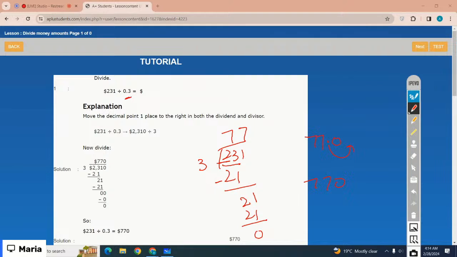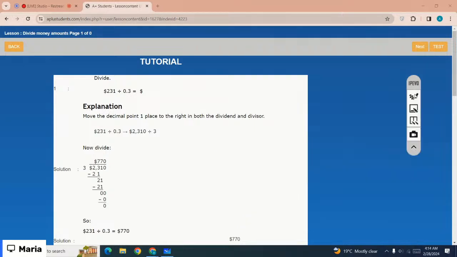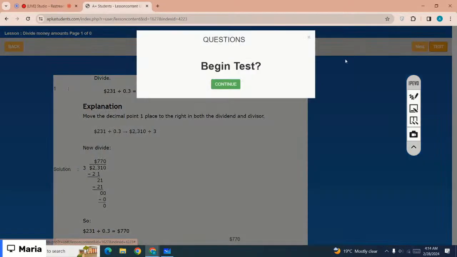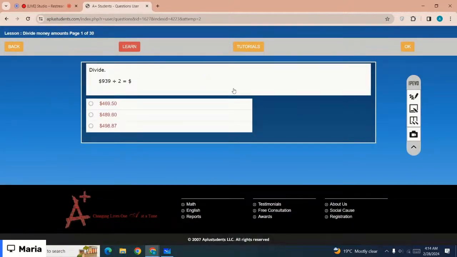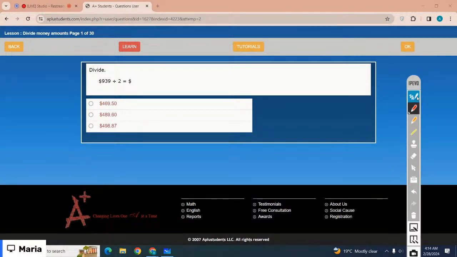Let's just start with the test questions. That is the difference between multiplication and division. 939 divided by 2. Use your notebooks and pencils. Divide them and write the answers in the chat box.